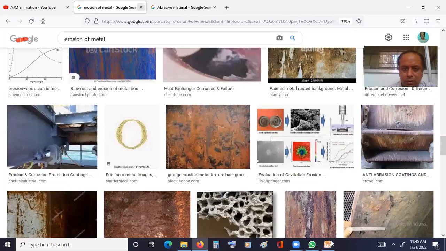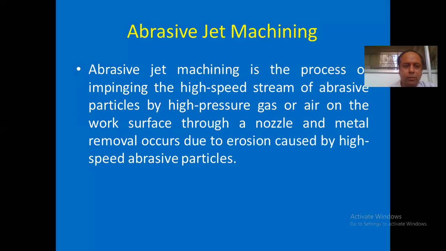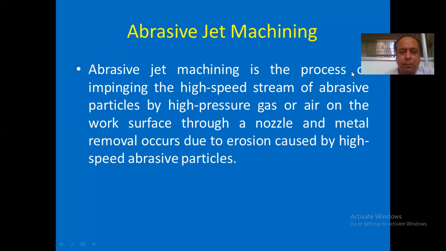So now we come to our slide. First we'll see the theoretical part, and then you will see that animation again so that you can understand better. So abrasive jet machining is the process of impinging the high speed streams.